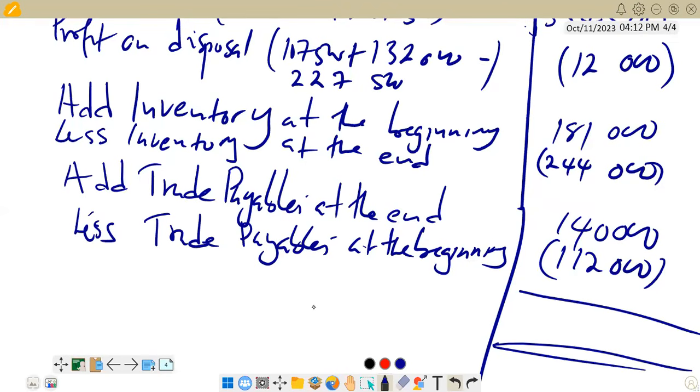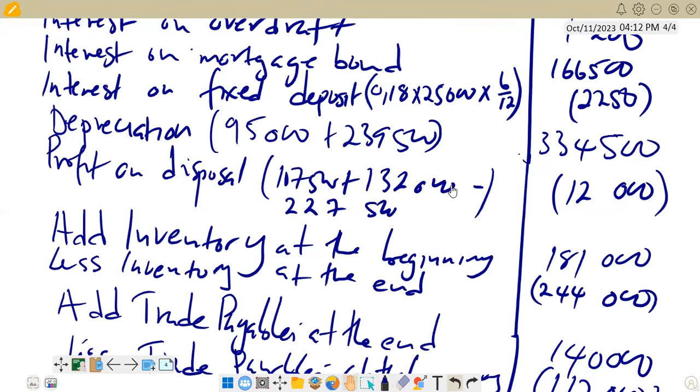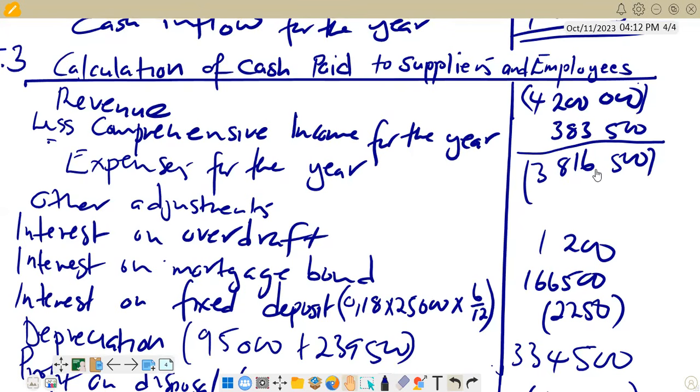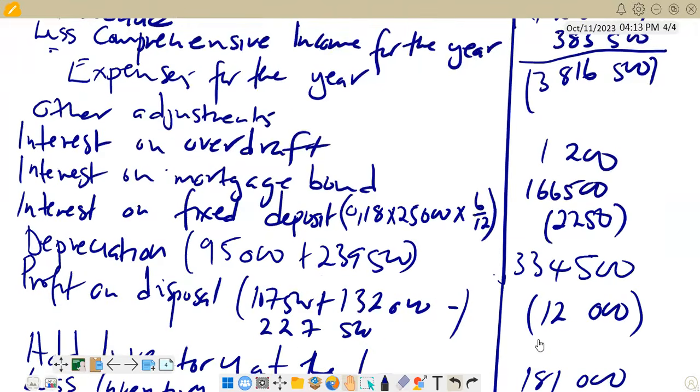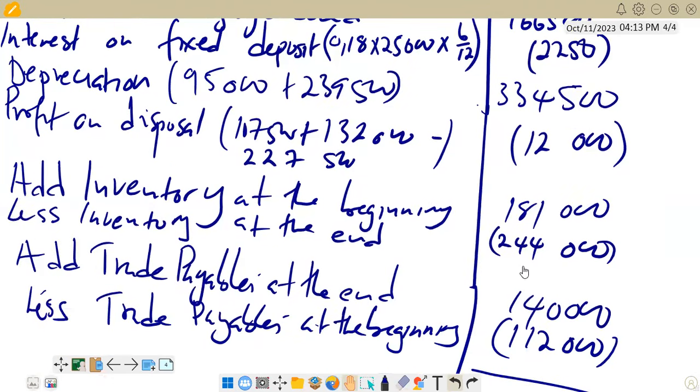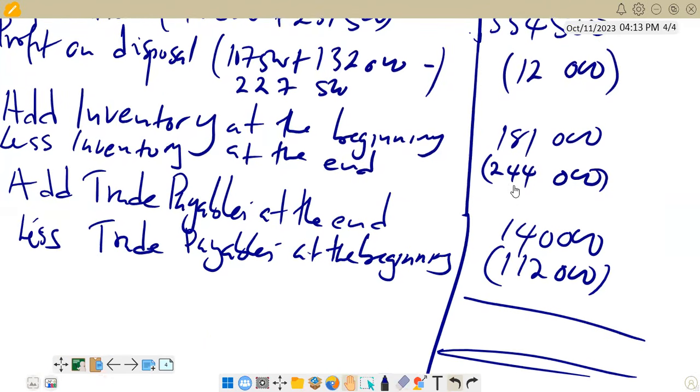The figure that we are going to get there is the figure for cash paid to suppliers and employees. So starting from the top, we are going to start with 3,860,500, add 1,200, add 166,500. Then we subtract 2,250. We add 334,500. Then we subtract 12,000. We add 181,000, subtract 244,000. We add 140,000, subtract 112,000.